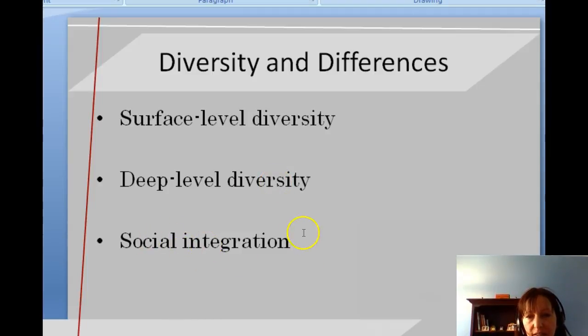And one of the reasons to aim for moving from surface to deep level diversity is it allows for greater social integration. And by social integration, it's really feeling connected to your coworkers, feeling like your group is cohesive or your team is cohesive, etc.